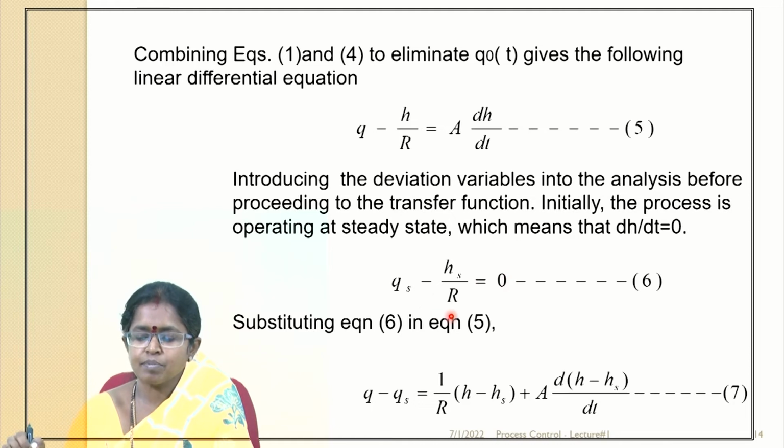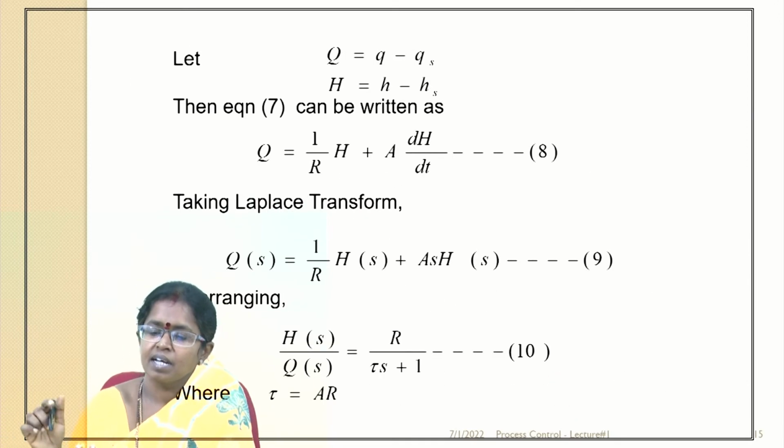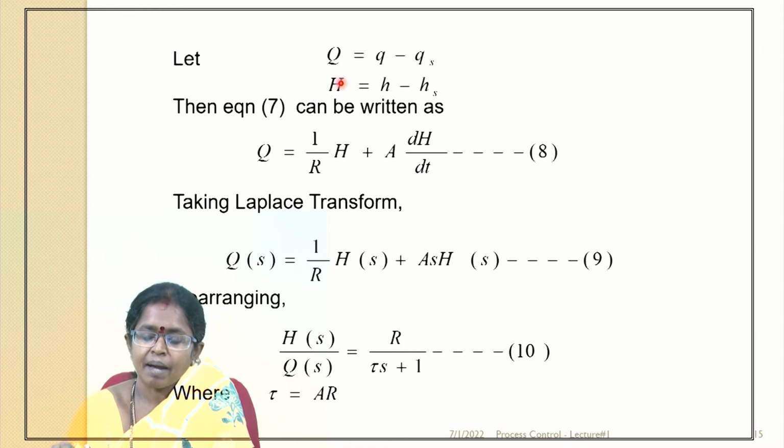Now I am going to substitute equation number 6 into equation number 5. So Q minus Qs is equal to 1 by R times H minus Hs, plus A into d by dt of H minus Hs. Now I am going to call capital Q as Q minus Qs, and capital H as H minus Hs. Now taking the Laplace transform and rearranging the equation, I am going to write the transfer function.